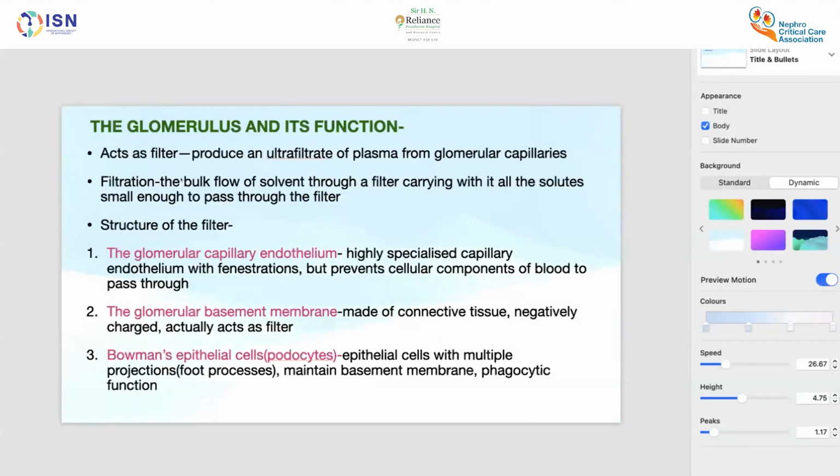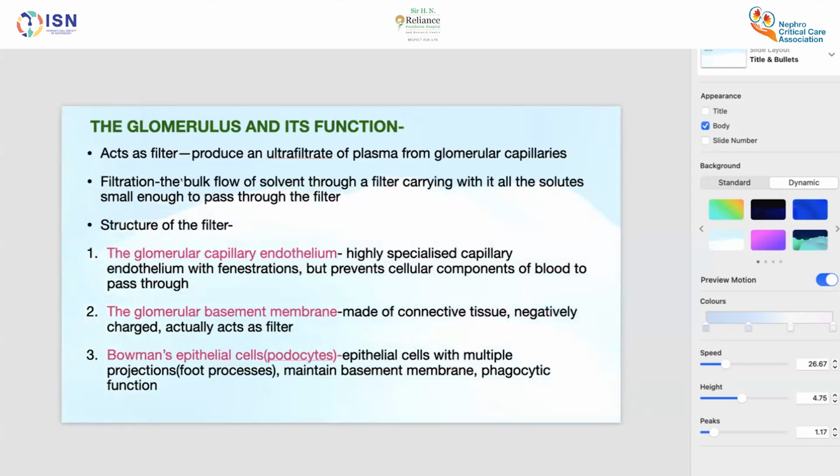Then we see the glomerulus and its function. The glomerulus acts as a filter, which produces an ultrafiltrate of plasma from glomerular capillaries. Filtration is the bulk flow of solvent through a filter, carrying with it all the solids small enough to pass through. The structure of this filter consists of the glomerular capillary endothelium, the glomerular basement membrane, and Bowman's epithelial cells, also called podocytes.